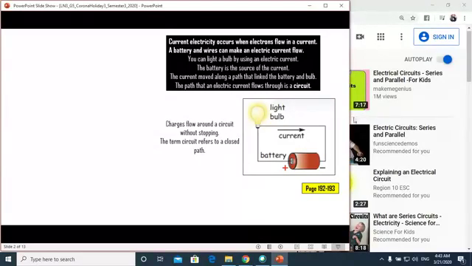When you put a battery, you use wires and you put a device, let's say a light bulb, you're creating an electric current flow. Okay?